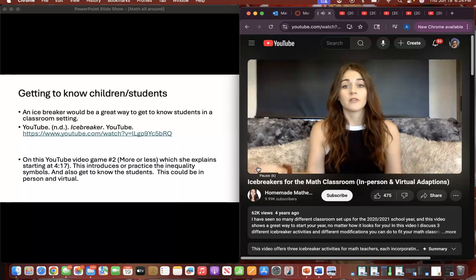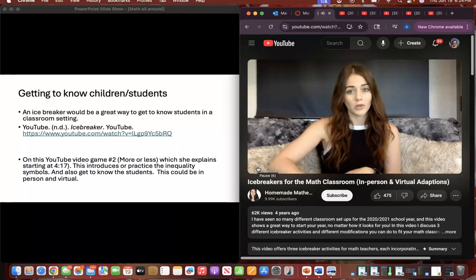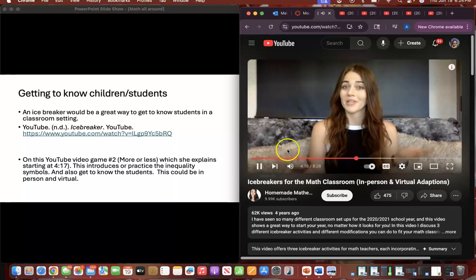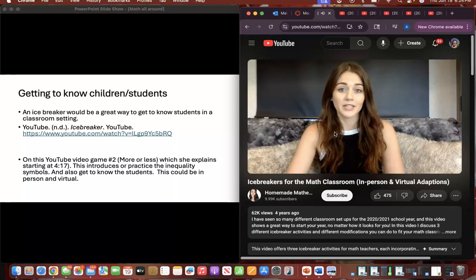One way you could do this virtually or in person is you could take turns having them state their facts and then having everyone in the classroom vote more or less. Or it could even be equal to. This is a great game to kind of see what students have some similarities to them.